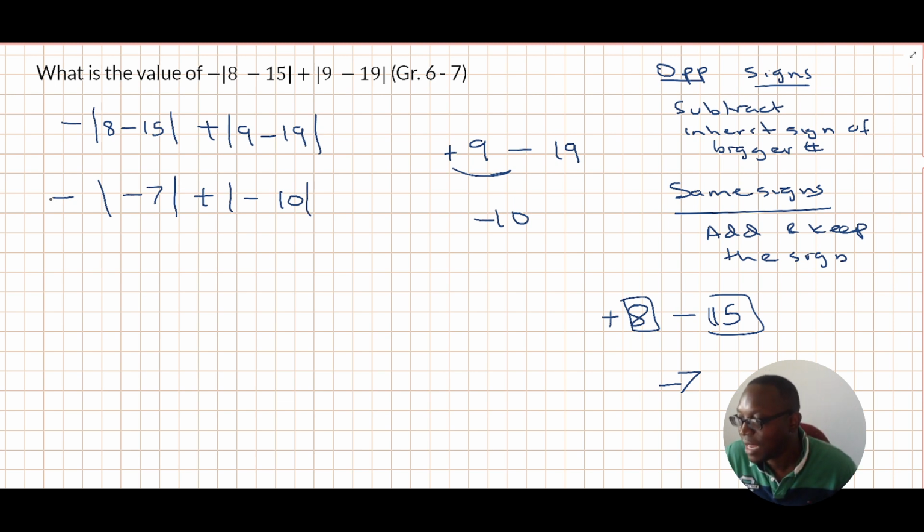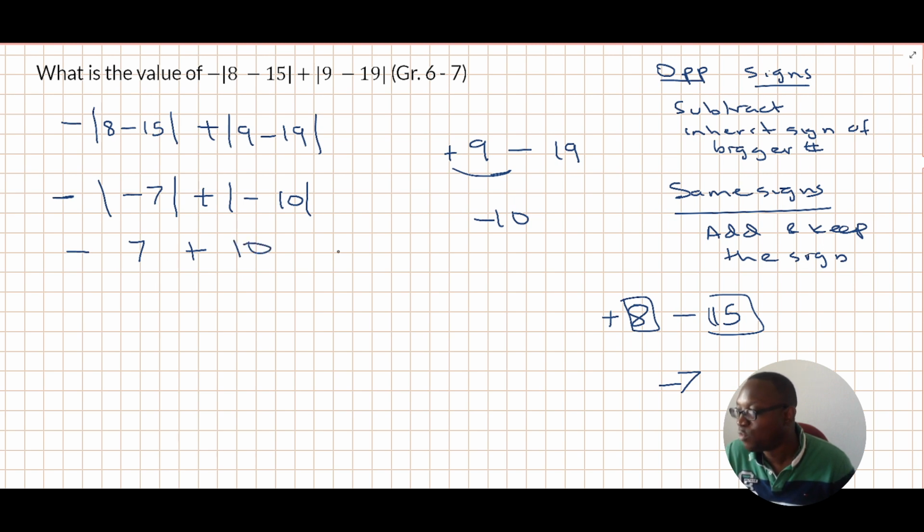So notice here that there's a negative sign outside here. The negative sign doesn't affect what's inside the absolute value sign. So what you're going to do first is simplify what's between the absolute value signs. So the absolute value of negative 7 is going to give me 7. I'm going to keep my negative sign out here. Plus, the absolute value of negative 10 is positive 10.